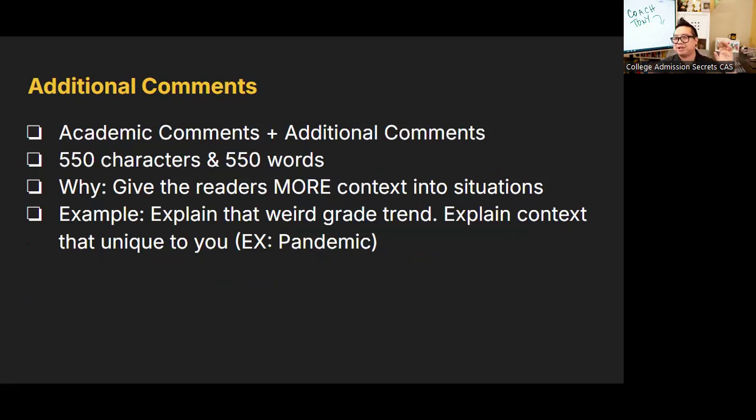Okay. Next piece, academic and additional comments, right? So the UC app has two extra sections. One is called academic comments, one is additional comments. One is 550 characters, one is 550 words. What you want to do is give the readers more context into situations. Let's say you have a weird grade. You can talk about it as well, okay?